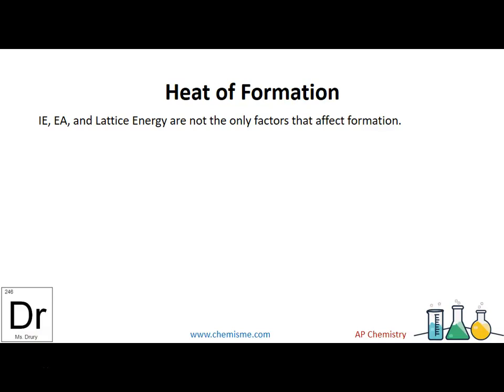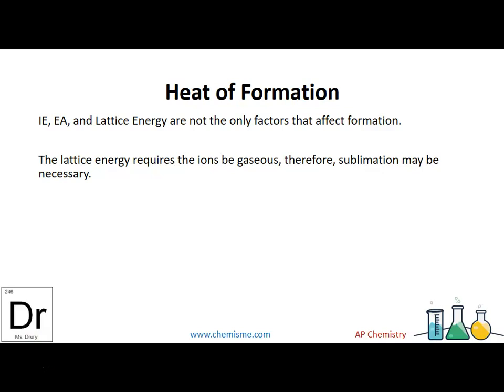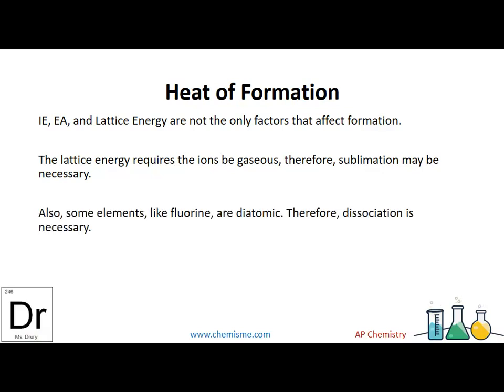Now let's put it all together. To form an ionic substance, we need 5 things. Ionization energy to make the ion, electron affinity to make the negative ion, lattice energy that we just practiced, but also some other factors. We need to make them all gases and singular. So the lattice energy requires them to be gaseous, singular substances, and so sublimation might also be necessary.